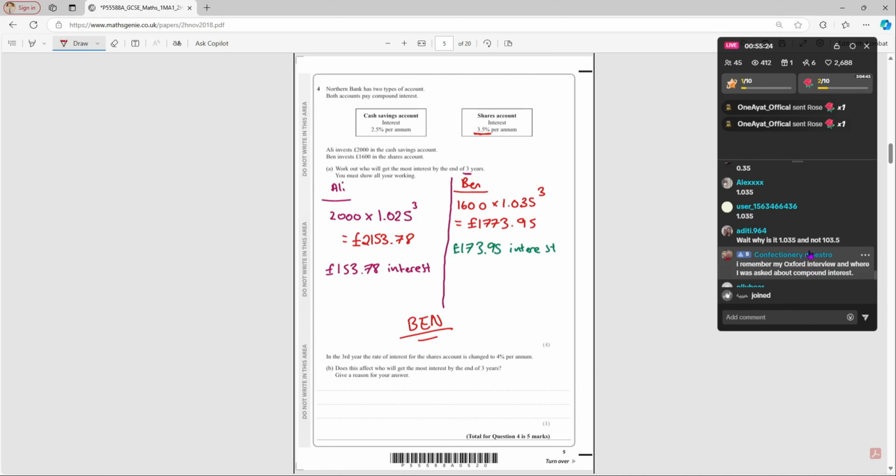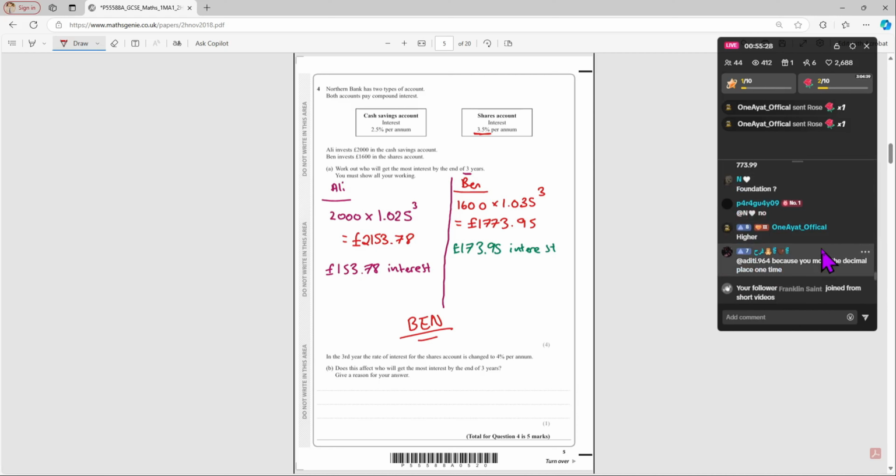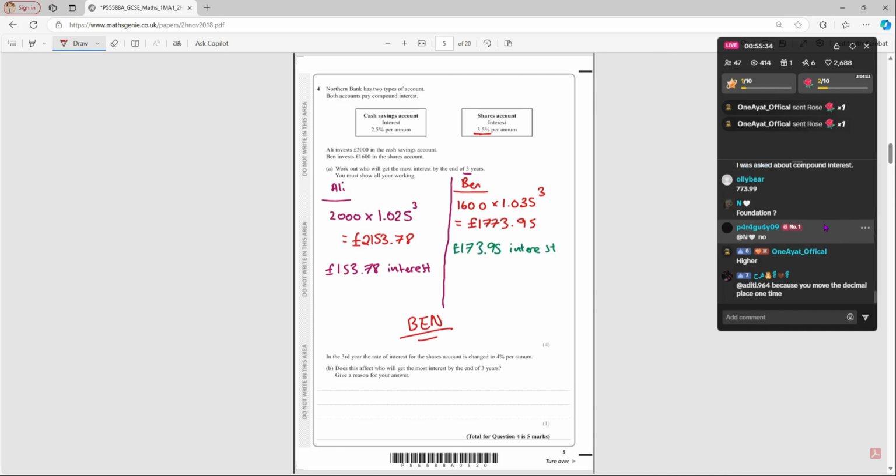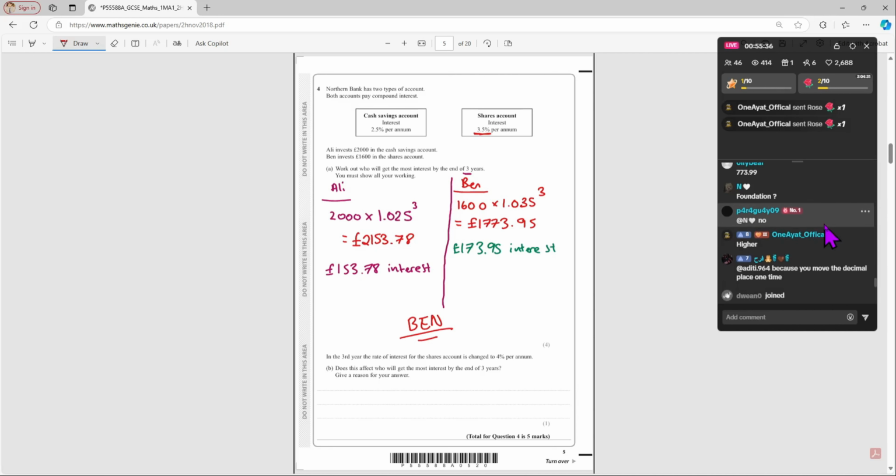So why is it 1.035 and not 103.5? Because we're using multipliers, and multipliers are a trick used when you're using a calculator. So multipliers are always just like that. If you times it by 135, you will know that it will be incorrect.